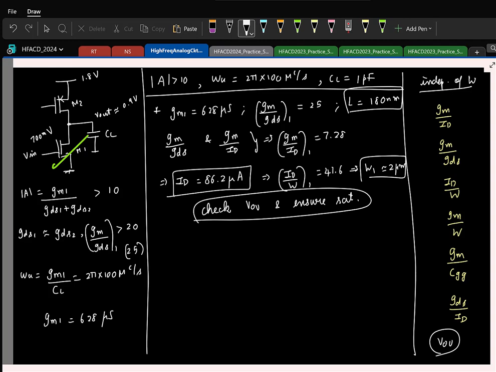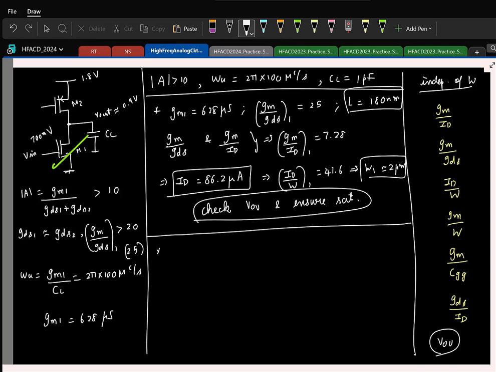How we are going to bias? I have not come to it, because I just wanted to give an example. You'll see. The idea of this is to show you how you might design in practice. That's all. Don't worry too much about the circuit implementation.